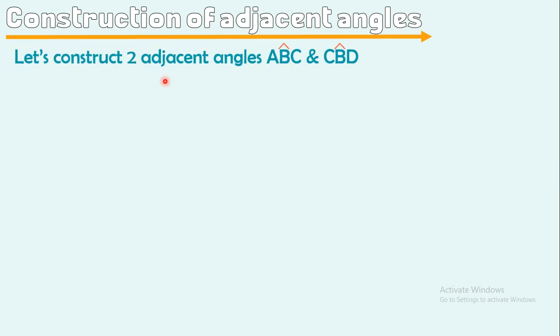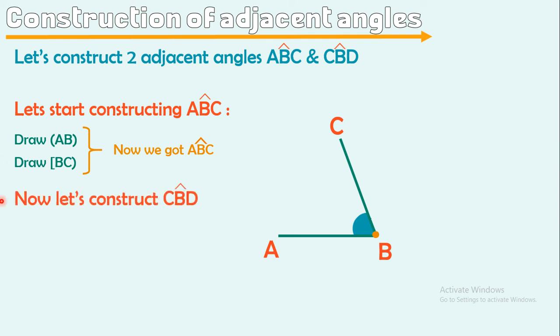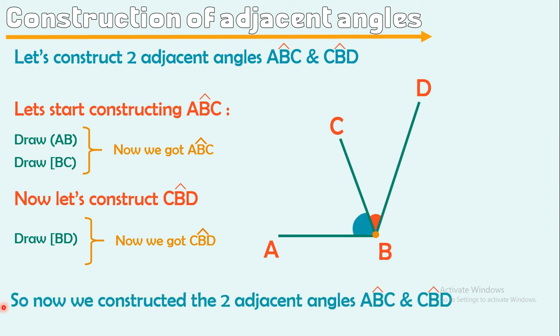Construction of adjacent angles. Let's construct two adjacent angles, ABC and CBD. Let's start by constructing the angle ABC. We draw AB in this way. Then we draw a semi-straight line BC through the point B in this way. Now we have the angle ABC. Now let's construct CBD. We draw a semi-straight line BD through the point B in this way. Now we get the angle CBD. So finally, we constructed two adjacent angles, ABC and CBD. They have a common vertex and a common side, BC or CB.